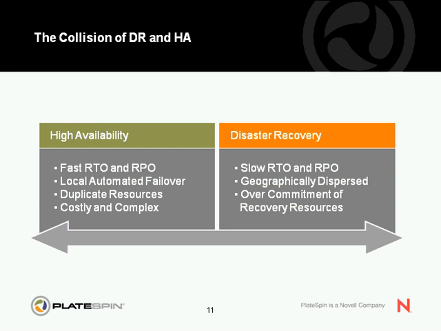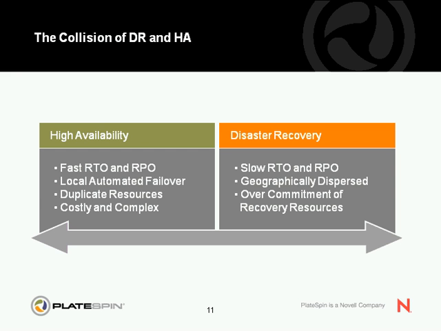In a high availability world, it focuses on fast RTO, recovery time objective, and RPO, recovery point objective. It's typically local, automated failover, requires duplicate resources, and it can be costly and complex to set up. But it does give you very good RTO, again, recovery time objective, how long it takes you to recover a workload, and very good recovery point objective, essentially how much data loss.